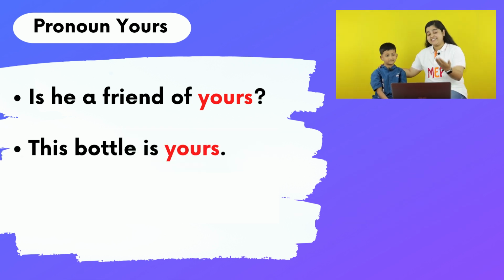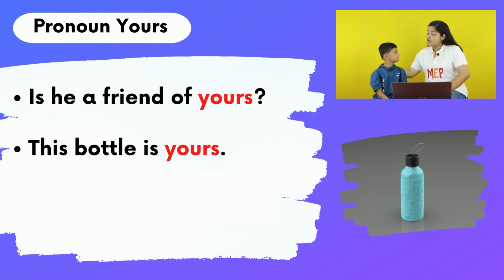So Rudy, our second example is: this bottle is yours. So can you tell me why we have used the pronoun yours in this sentence? Because pronoun yours indicates that the bottle belongs to the second person. Absolutely correct. And it is a possessive pronoun, which means it is not followed by a noun.